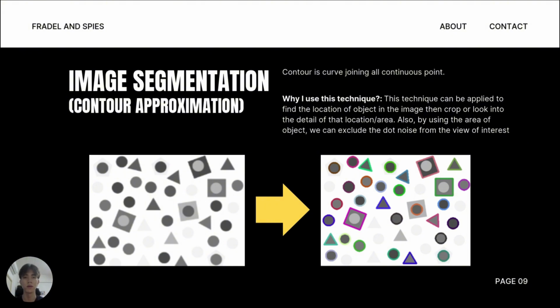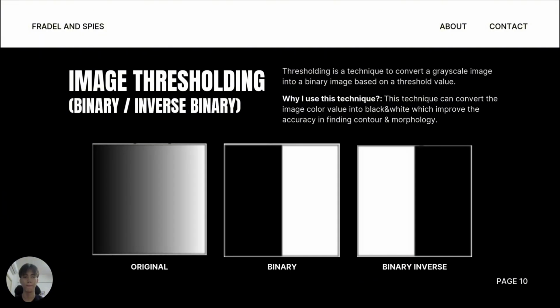Image segmentation. A contour is a curve joining continuous points. Why do we use this technique? It can be applied to find the location of an object in the image, then crop or look into the detail of its location or area. Also, by using the area of the object, we can exclude dot noise from the view of interest.